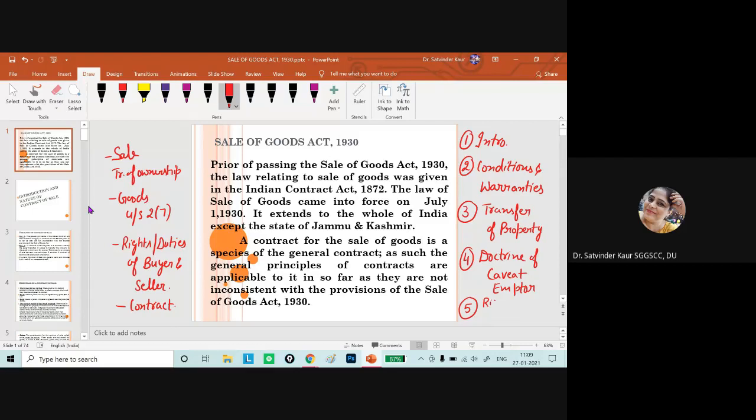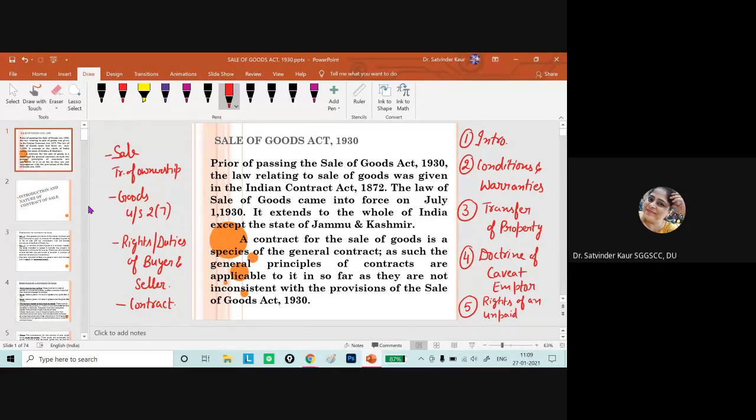So the fifth chapter talks about the rights of an unpaid seller. If the goods are sold and the seller is not paid the money, he is known as an unpaid seller. So what rights are available to the unpaid seller? This will be in the last chapter.